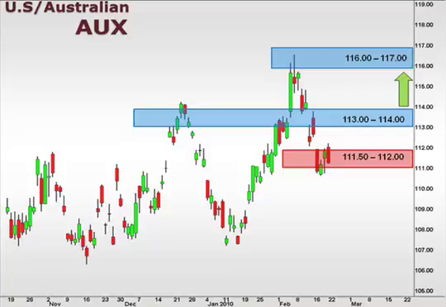If the pair value happens to break 113, 114, we are likely to see a continuation all the way through to trade back into this 116, 117 focal zone.